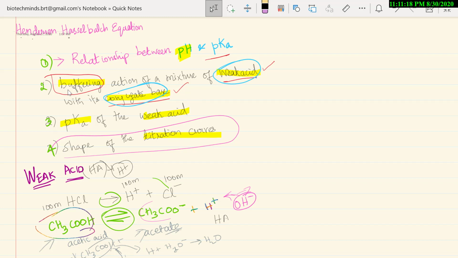I explained what I meant by buffers and the terminologies involved in buffers, weak acid as well as conjugate base, explaining the Lowry-Bronsted theory. And the third one is pKa. We specifically mentioned what we meant by pKa and how it relates to weak acid or weak base. And the fourth one, lastly, we summarized the titration curve: what its shape is, how it relates to pKa and how it applies to our pH. So these are the things that are involved in the Henderson-Hasselbalch equation.